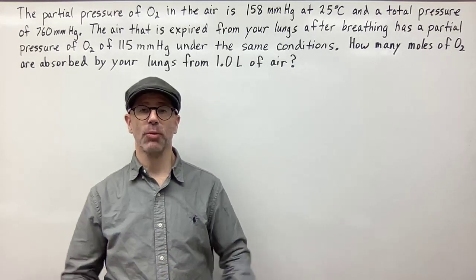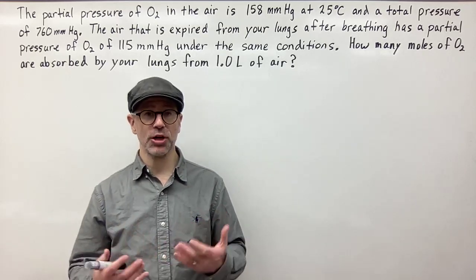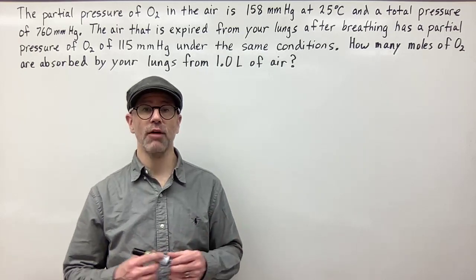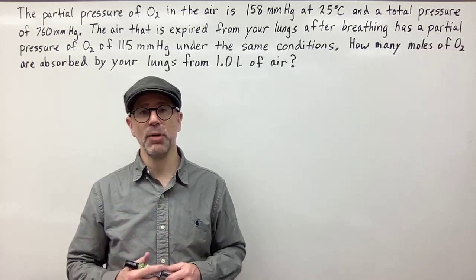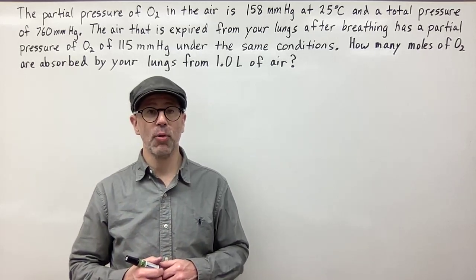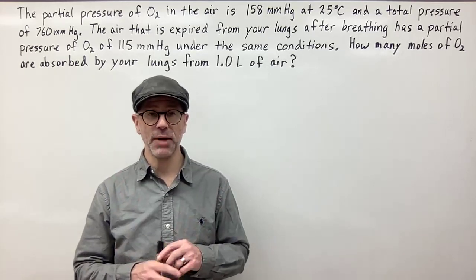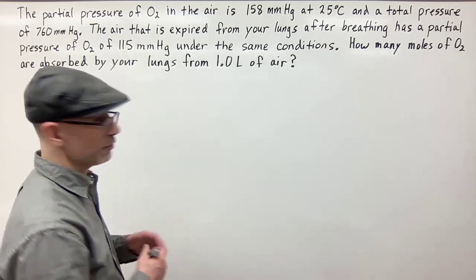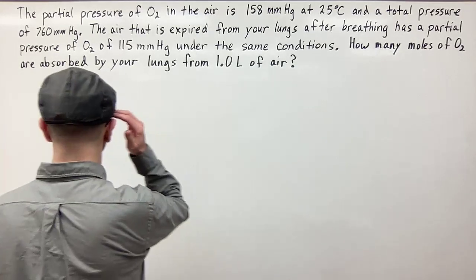Okay, so we're breathing in air. That air that we breathe in has a certain amount of oxygen. We're told that it has a partial pressure of 158 millimeters of mercury. But then when you breathe it out, it has a lower partial pressure. That's the oxygen we're talking about. So you lost oxygen. So let's go ahead and write down this information and then figure out how to solve it.